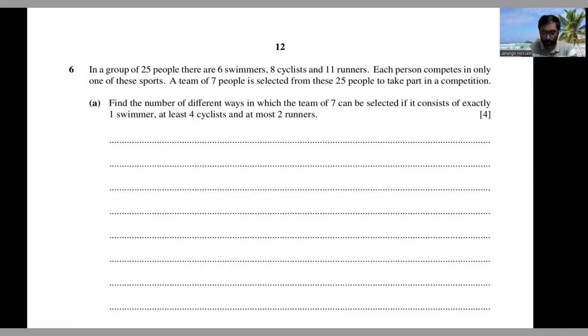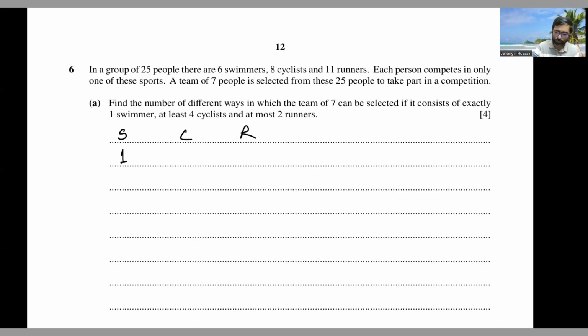Find the number of different ways in which the team of 7 can be selected if it consists of exactly one swimmer, at least four cyclists, at most two runners. So first you have to find the possible number of the members of each segment. Let's denote swimmer by S, cyclist by C, runners by R.